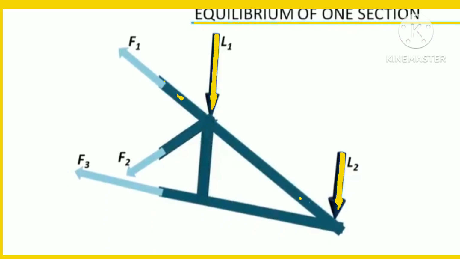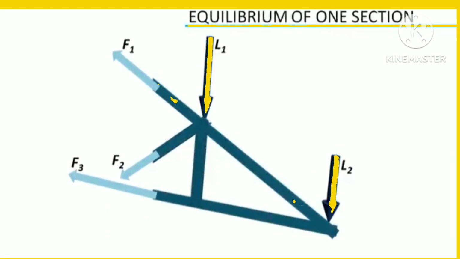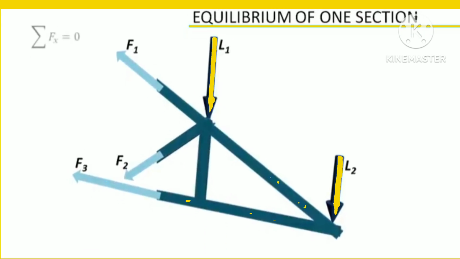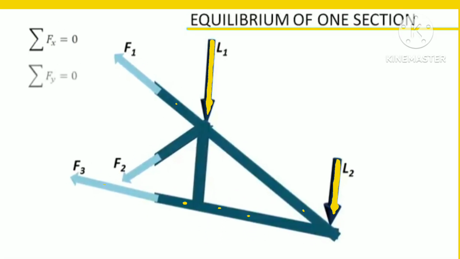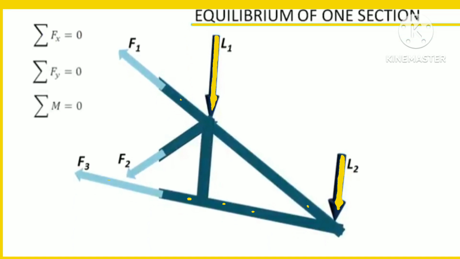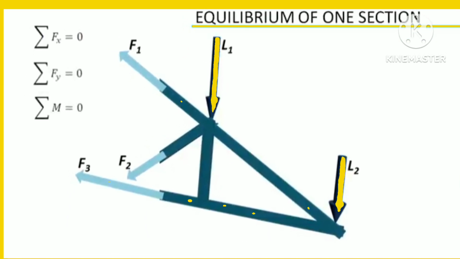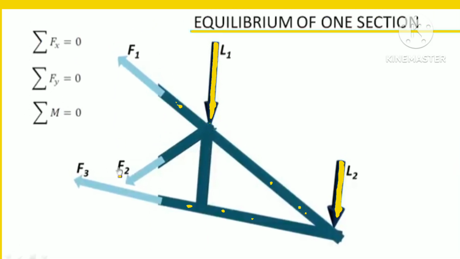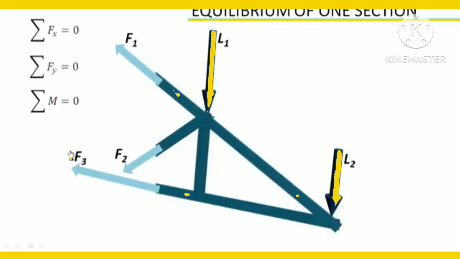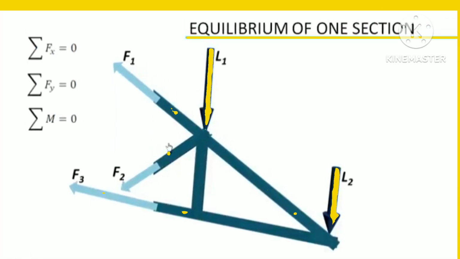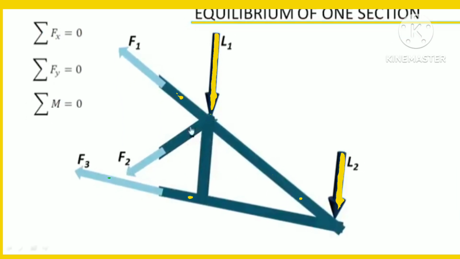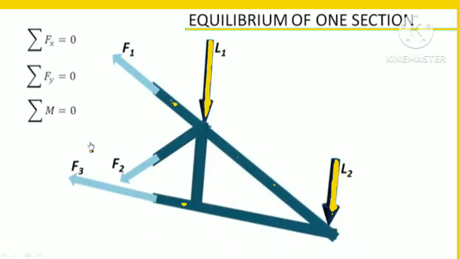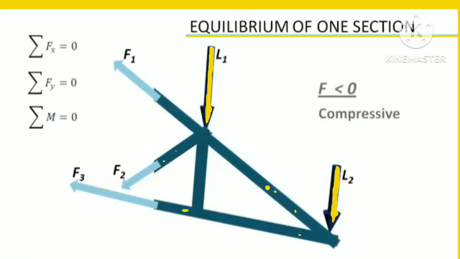Since this section is under equilibrium, we can say sum of horizontal forces is 0, sum of vertical forces is 0, and moment produced by truss forces at any point is 0. Using these equations, we can solve for 3 unknown forces. It's interesting to see that in method of sections, we can completely omit effective forces in uncut members. While solving, if you get sign of any force as negative, that means the member is under compression.